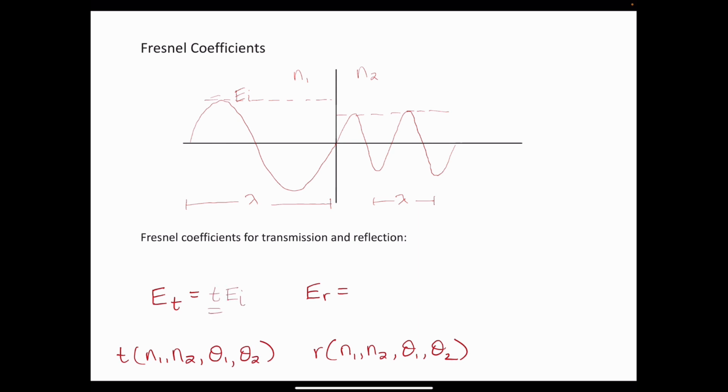where T is the coefficient for transmission and is dictating the fraction of the incident light that gets transmitted, and the same goes for R, where R is dictating the amount that is reflected at the interface. Now, both of these coefficients, T and R, are functions of the refractive indices of the two media, as well as the incident angle, theta 1, and the refracted or reflected angle, theta 2.